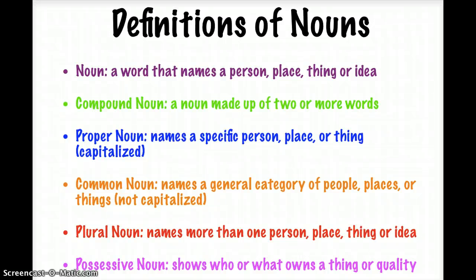Other definitions. A compound noun is a noun made up of two or more words. A proper noun names a specific person, place, or thing, and this is capitalized. A common noun names a general category of people, places, or things. This is not capitalized. A plural noun names more than one person, place, thing, or idea. And a possessive noun shows who or what owns a thing or quality. I know that's a lot of definitions on one slide, but we are going over examples of each, so just bear with me.